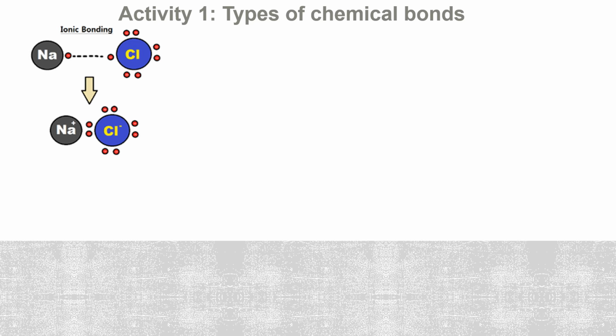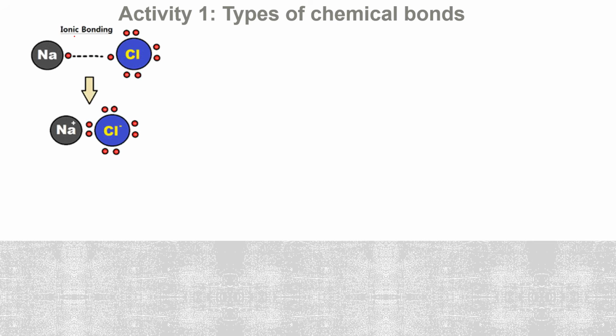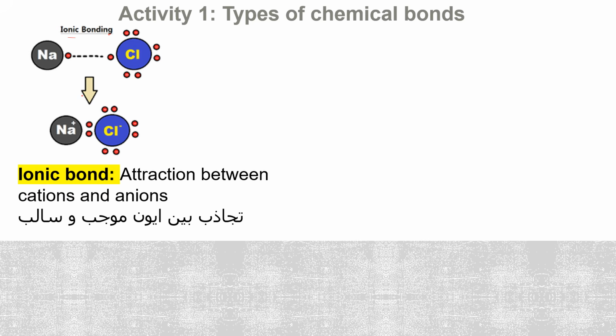So guys, you have two types of chemical bonds, الروابط الكيميائية. One of them is the ionic bond, which is the force between or attraction between cations and anions. لأن احنا نعرف ما بين الموجب والسالب تجاذب, صح؟ So if you have a positive ion and a negative ion, there will be attraction, تجاذب, and we call that attraction ionic bond.